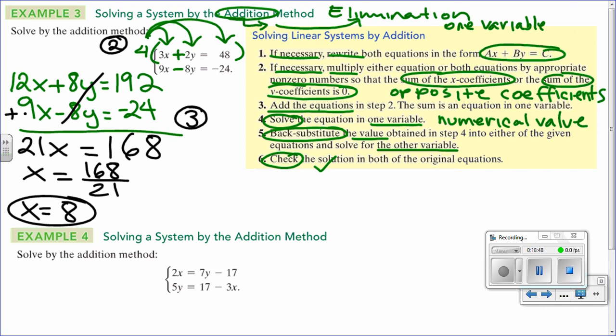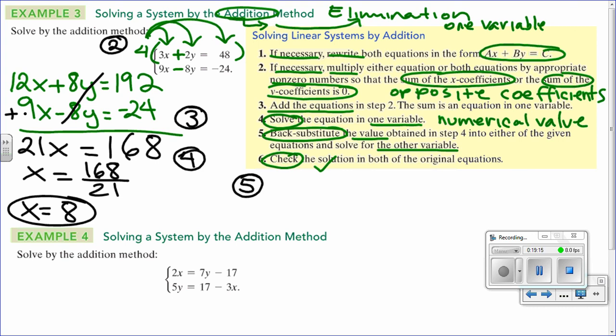I feel like it's correct. However, you can still get a decimal, and a decimal will be okay, or an improper fraction. Not very likely, but you might. So now we finished step 3, and actually steps 3 and 4. Now we'll go to step 5, back substitute.